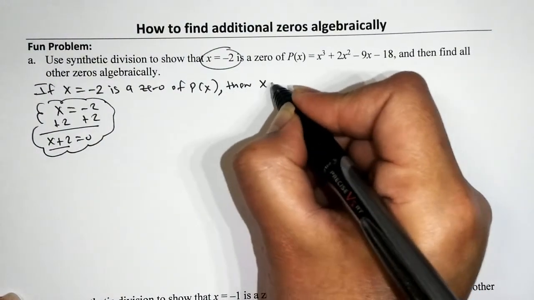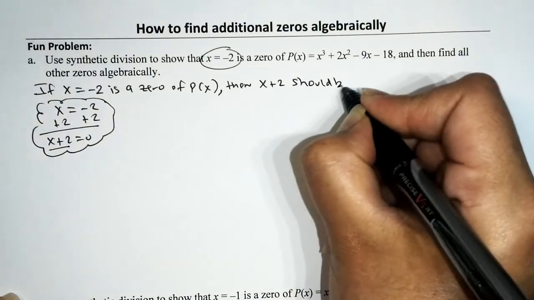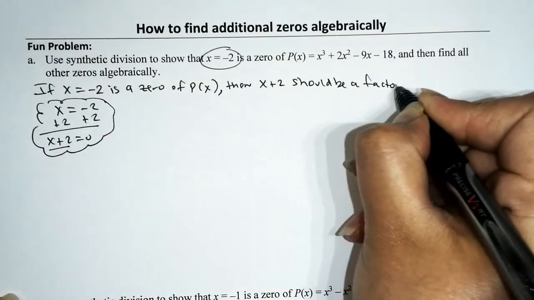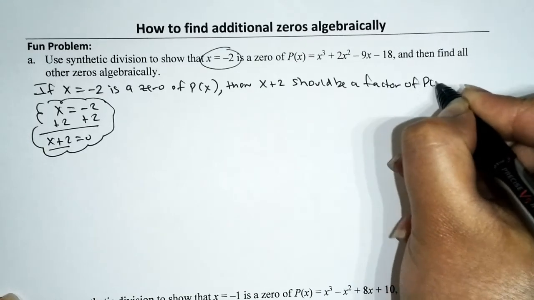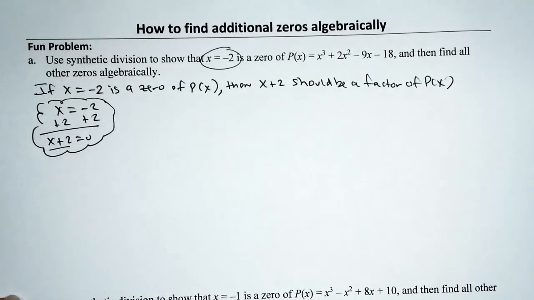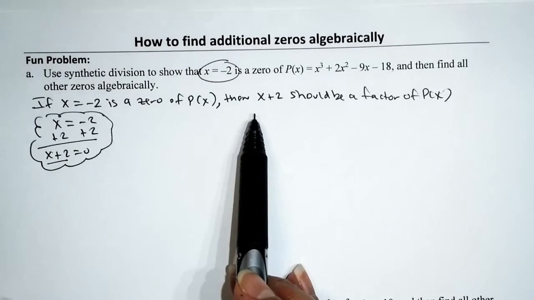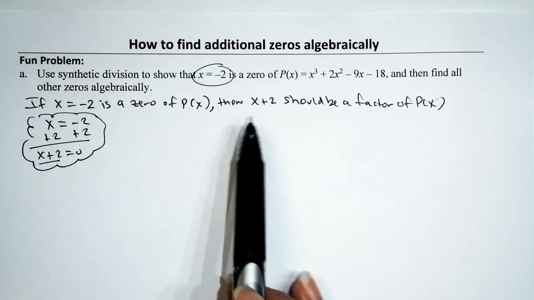Then x plus 2 should be a factor of p of x. For this problem, we're going to write all the love notes, and for the second and last problem, we're going to go straight to the punchline. So to show that x plus 2 is a factor, we're going to divide. I'm going to digress a little bit.